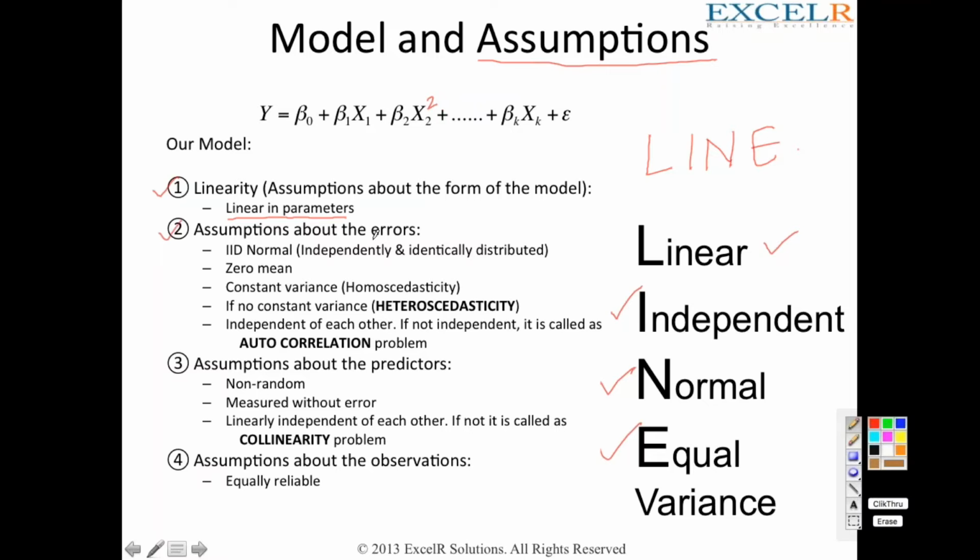Second thing is assumptions about the errors. Error is what? Predicted value minus actual value. Your errors should be independent and identically distributed. If you take the average of all your errors, it should be 0. If you calculate the variance, it should be constant. And if the variance is constant, it is called homoscedasticity. That means there's no problem. However, if there is no constant variance, it is a problem of heteroscedasticity.